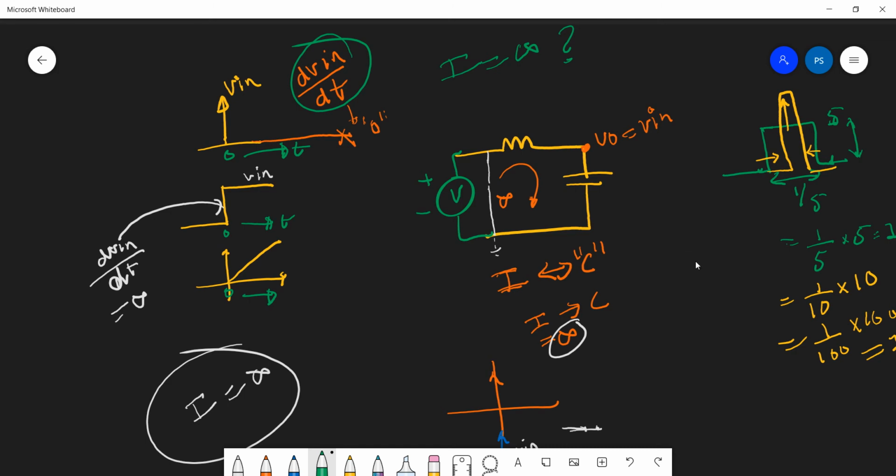I hope these points were clear. If you still have any doubts, you can drop them in the comments, and based on these guidelines, you can take complex circuits and try to solve them on your own.